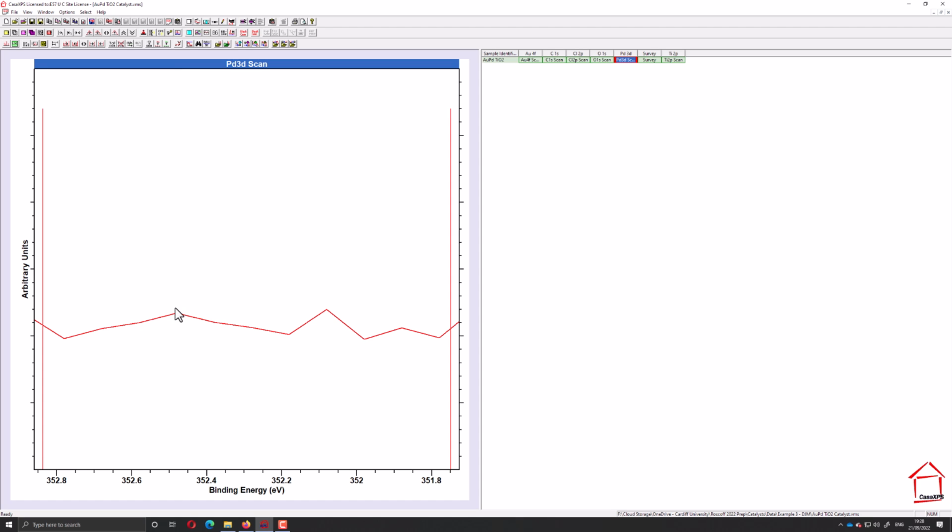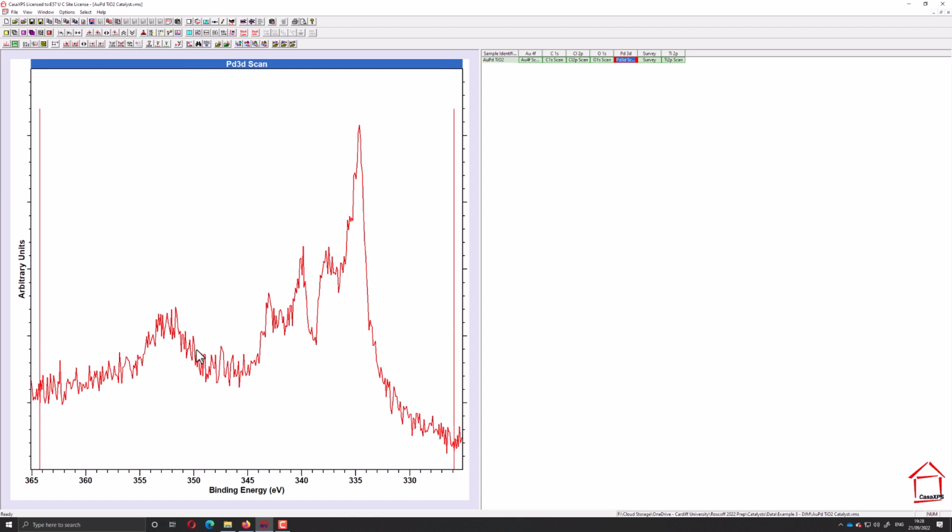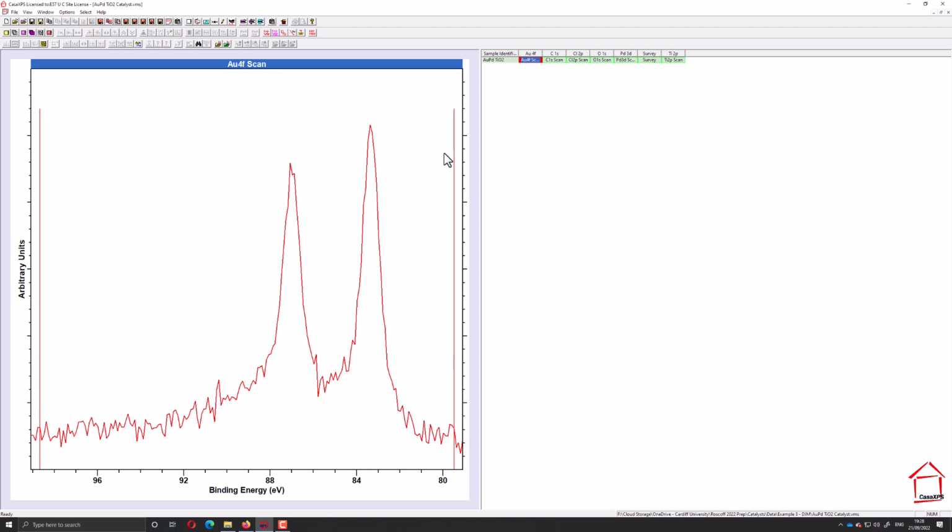And we can see the gold 4D 3/2 peak here, and the gold 4D 5/2 peak is situated under this palladium signal. If we look at this particular catalyst, we can see we have our gold signal here, binding energy of 83.4, and as you will have seen in some of the catalysis lecture, this is quite a common low binding energy observed on titania or TiO2.